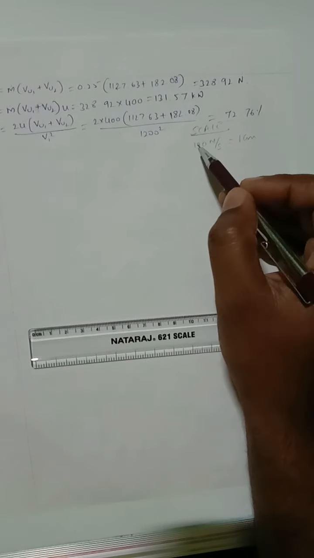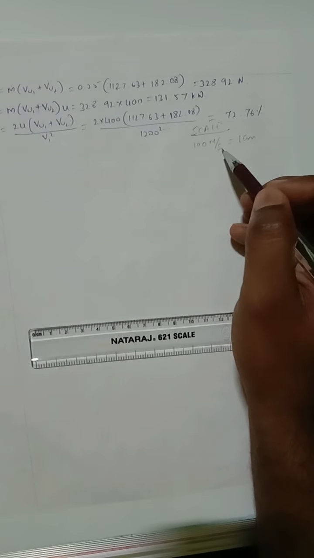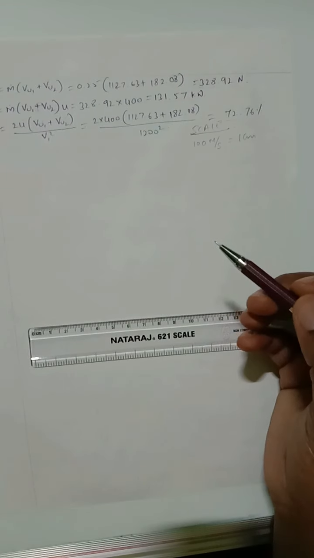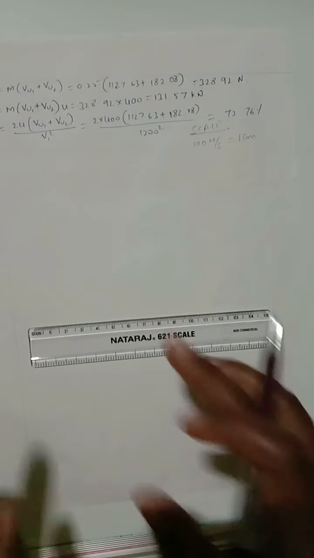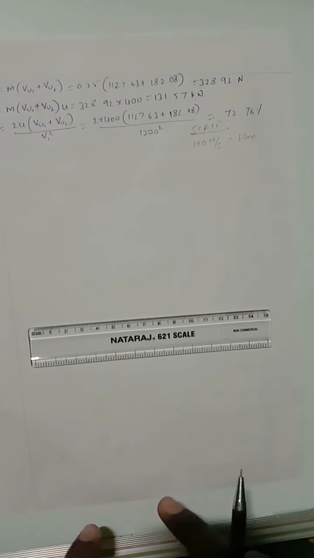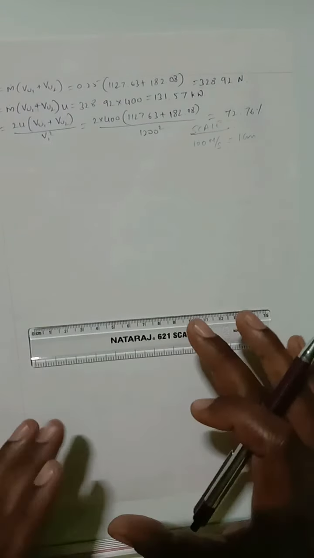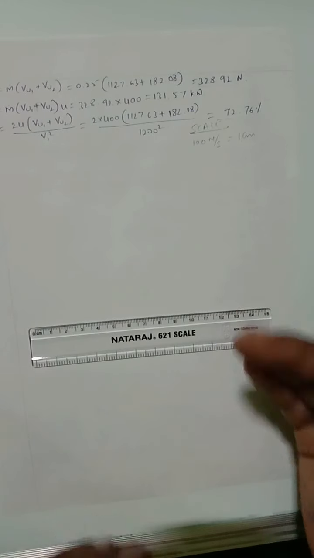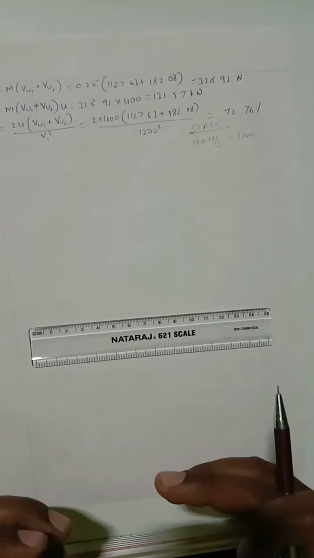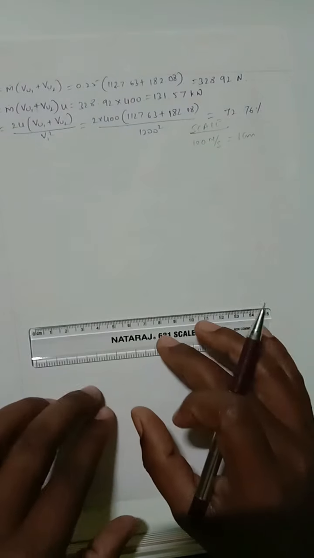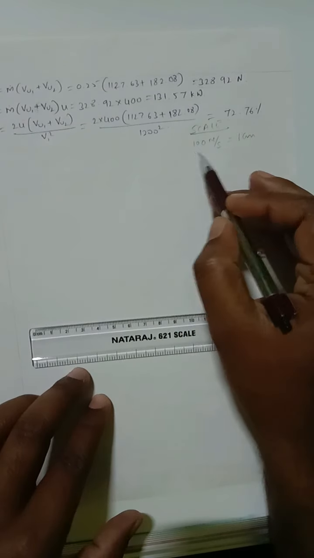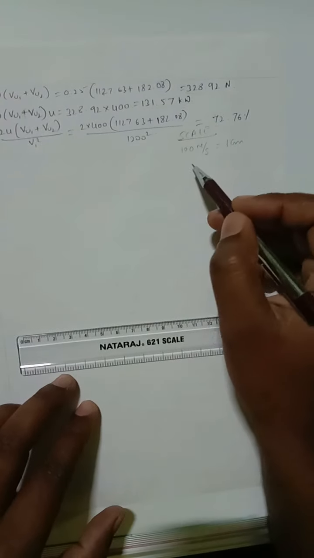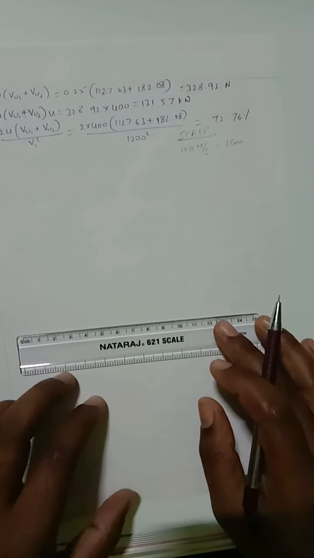It is left to your convenience. Either you can take 200 meters per second or 50 meters per second. It depends on you, and you have to plan your answer whether to draw it in portrait or landscape. Depending on that, the available space, you plan and take the scale accordingly. So I have taken 100 meters per second is equal to 1 centimeter.